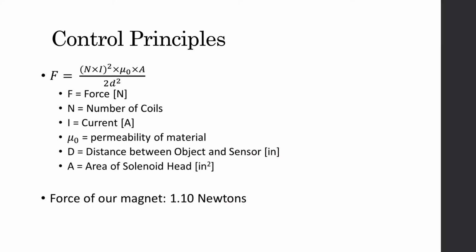To begin the theory behind our magnetic levitator, we first looked at Gilbert's theory, which puts the force proportional to the current squared divided by the distance squared. On the screen you can see Gilbert's full theory, which also incorporates the number of coils, the permeability of the material, the distance between the object and sensor, and the area of the solenoid head. From our calculations, we found the force of our magnet to be 1.1 newtons.